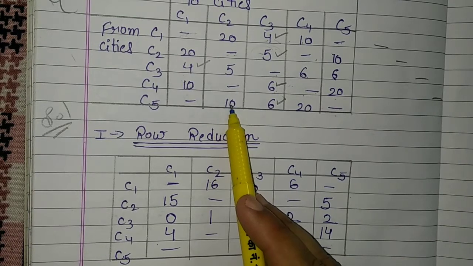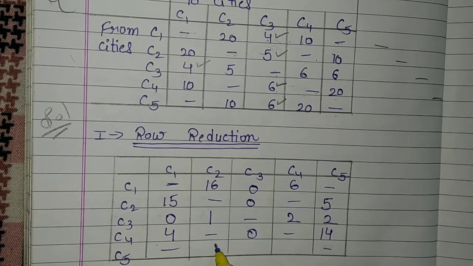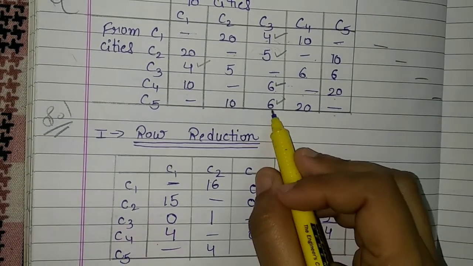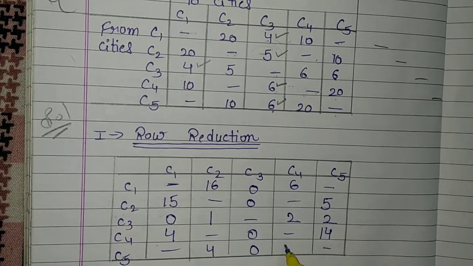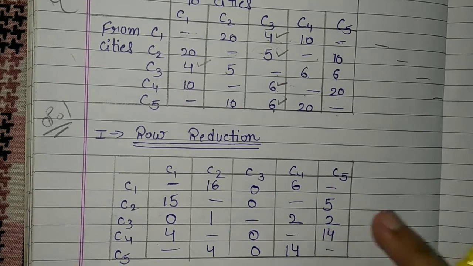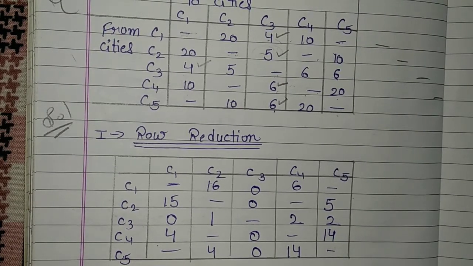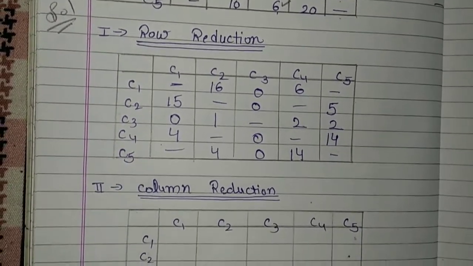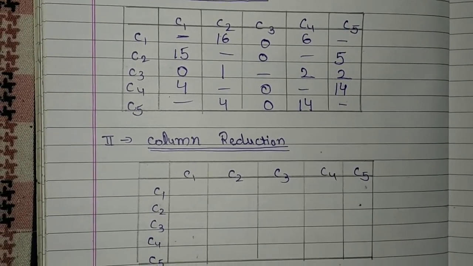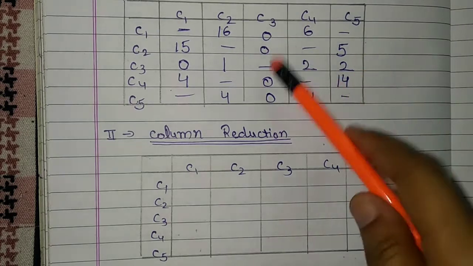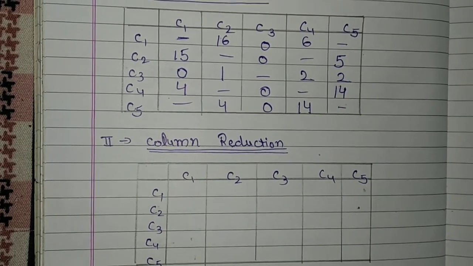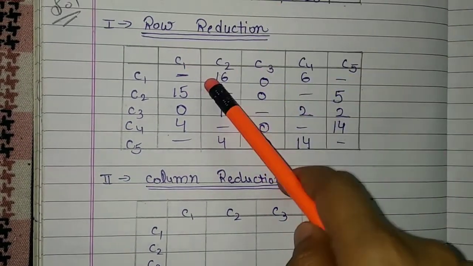Here 10 minus 6, 4, 6 minus 6, 0, 20 minus 6, 14. Now our row reduction is complete. The next step is column reduction. For column reduction, we have to select the minimum number from each column in the row-reduced table.